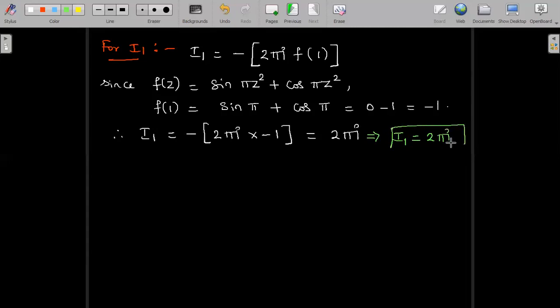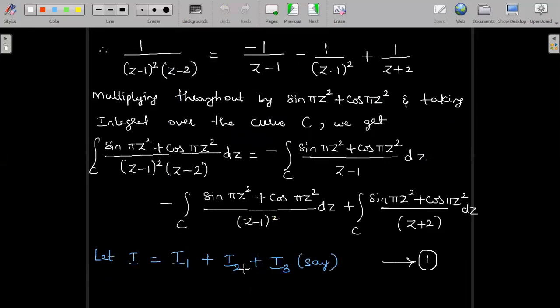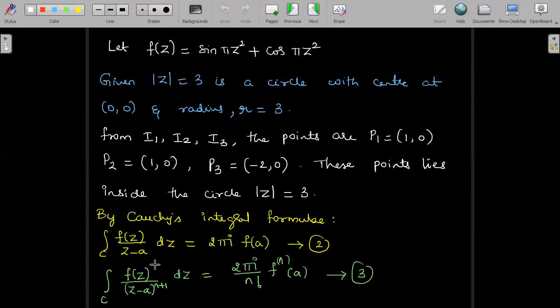Later we need to substitute, no? Now coming on to the integral I2. For the second integral I2, let us just observe, going back, what is the integral I2 for us. I2 is minus of integral over C of sine pi z square plus cos pi z square divided by z minus 1 whole square dz. So z minus 1 whole square is compared with equation 3 for us.